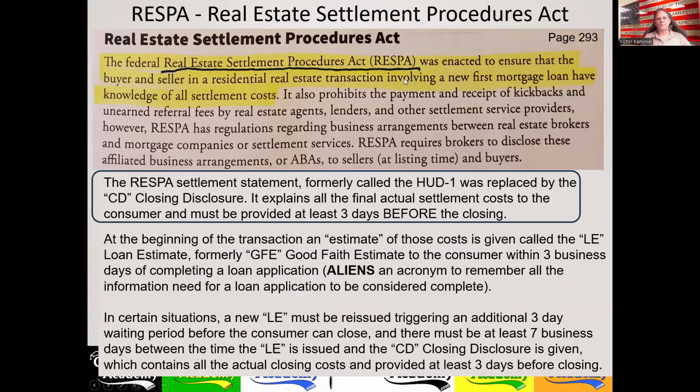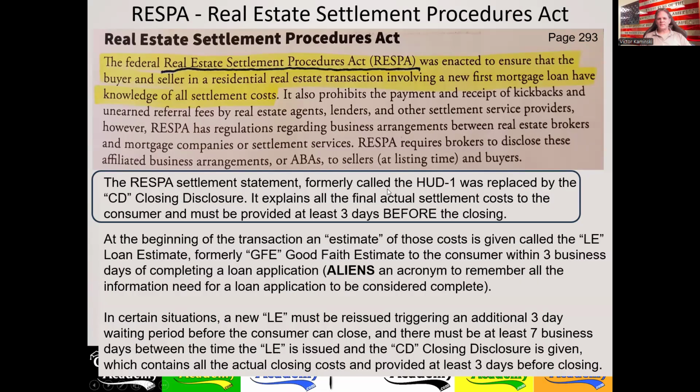You should have this highlighted in your book and study it. What does RESPA stand for? Real Estate Settlement Procedures Act. And what is the purpose of the RESPA closing statement? It used to be called the HUD-1, now it's called the CD. But what is the purpose of it?